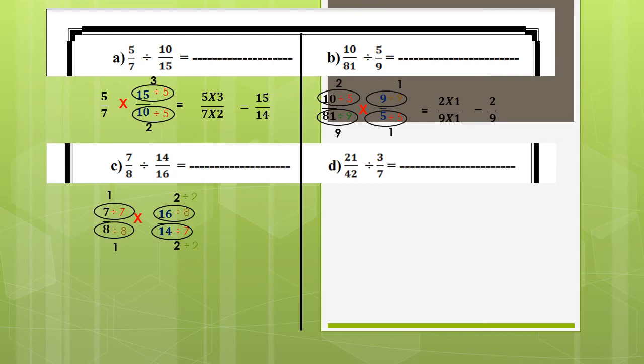Or we can do it before multiplication. What's up is 2, what's down is 2. I can divide them together. So finally, what's left is the 1.